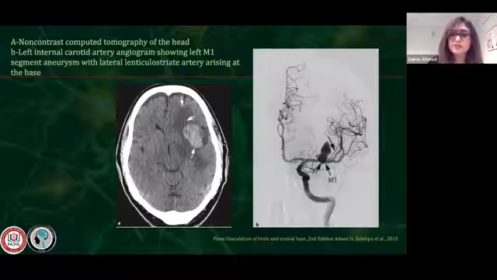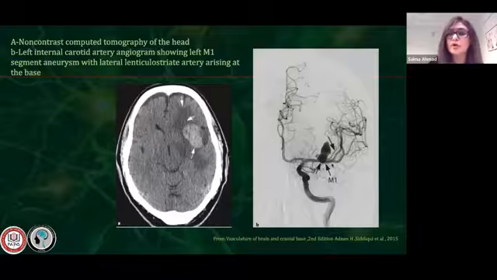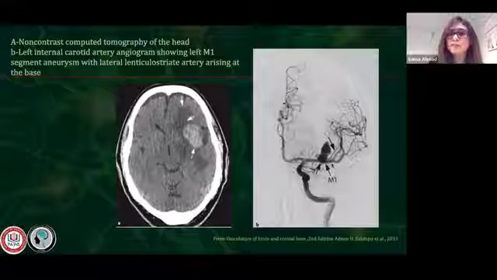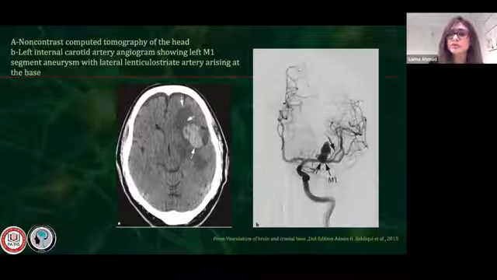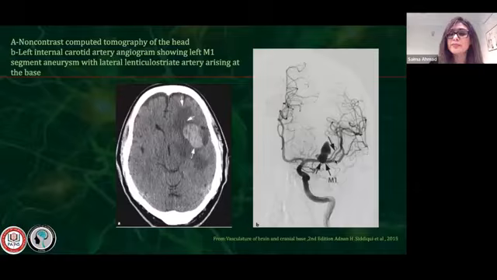This is one of the cases I want to show you, that most of the MCA bifurcation aneurysms are broad neck aneurysms. So they are not amenable to coiling, because one can exclude one segment or both segments of the M2. So clipping is the best option for MCA bifurcation aneurysms.